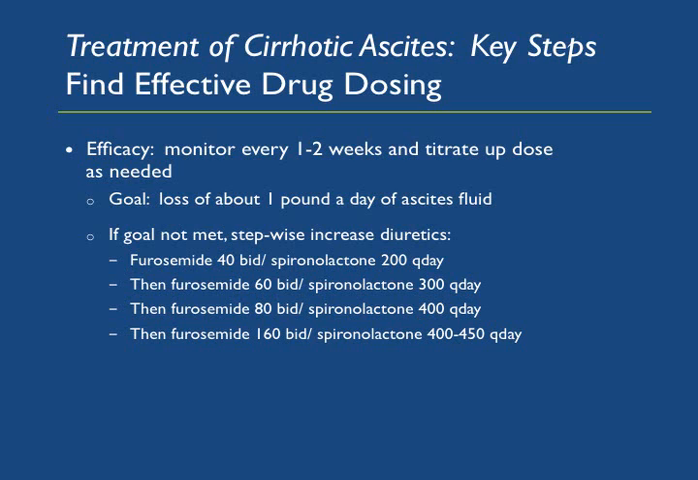If your goal is not met on the first dose, stepwise increases to 40 BID and 200, to 60 BID and 300, to 80 BID and 400, and to 160 BID and 400 to 450 of furosemide and spironolactone respectively can be used, as long as you're monitoring for complications.